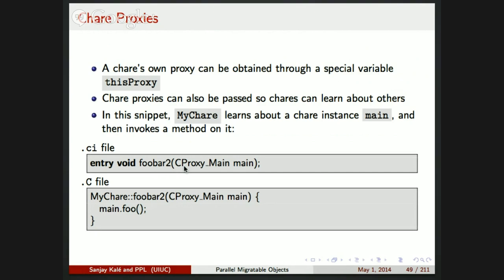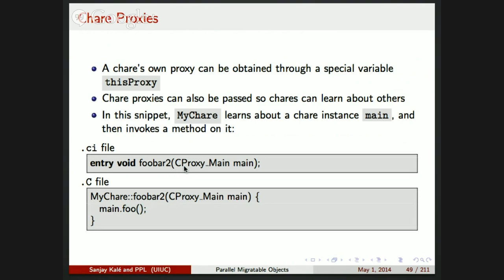And in this snippet here, we have an entry method foobar2 that takes in a proxy to a main chare called main. And then in the C file here, we have the definition of this entry method. We pass in our main, and then to invoke a method on a proxy, we just do main dot and then whatever method we want to invoke. So in this case, this line of code would actually invoke the foo method on main remotely, so the runtime system would handle that, looking up where main actually resides in the system, packing up the message, sending it to main, and then with the message-driven execution, once the message arrives, this foo will be called by the scheduler on the main object. But you don't do main colon colon, which you did for CkNew.